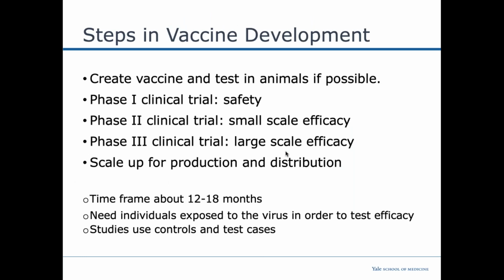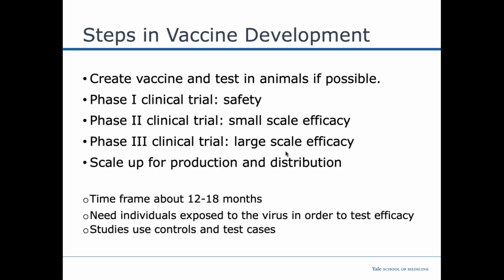Now, vaccines do take time to develop. First of all, you create the vaccine and you hopefully test it in animals, if that's possible, if there is an animal model. You then have to check for safety. That's the first phase of a clinical trial. Then the second phase, you do small scale efficacy. And the third phase is large scale efficacy. And then you have to set up for production and distribution.